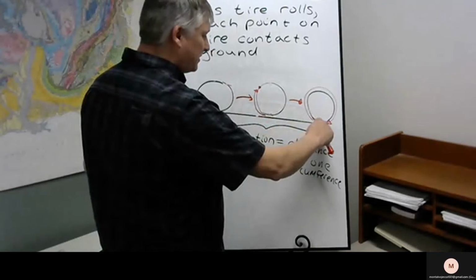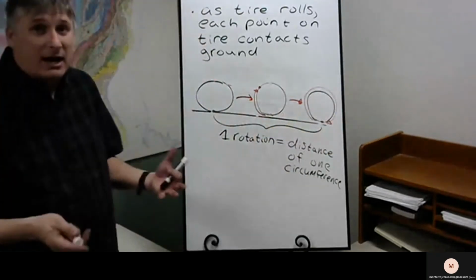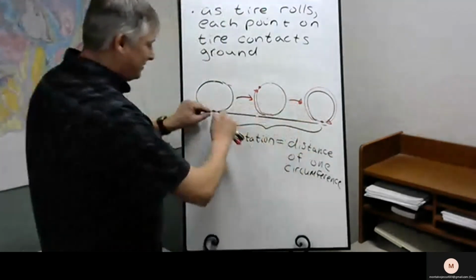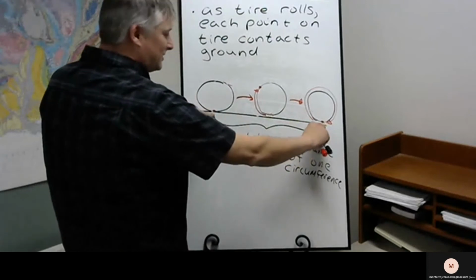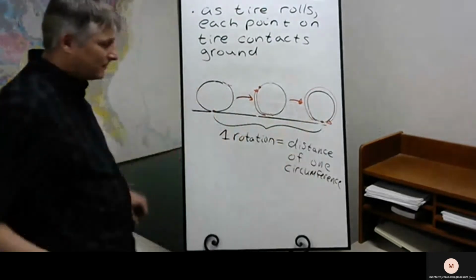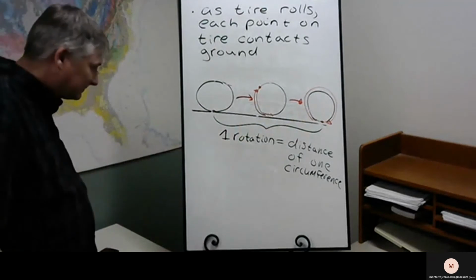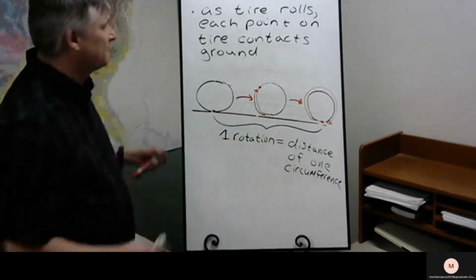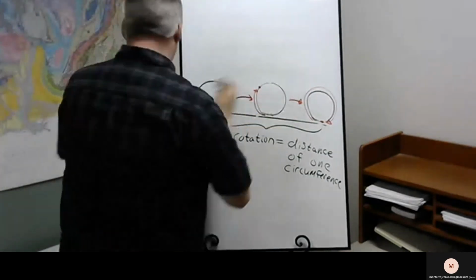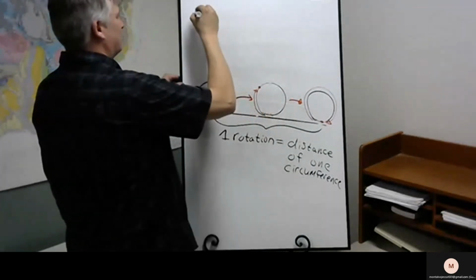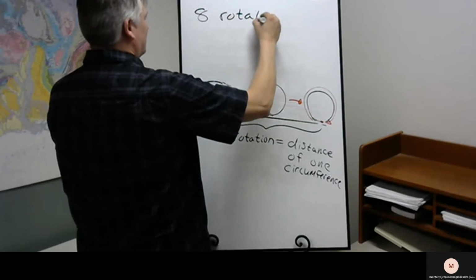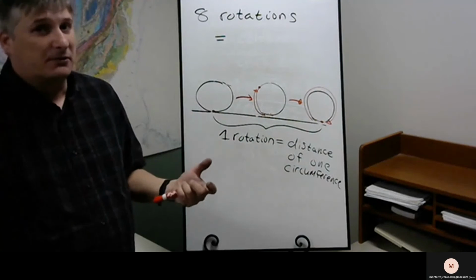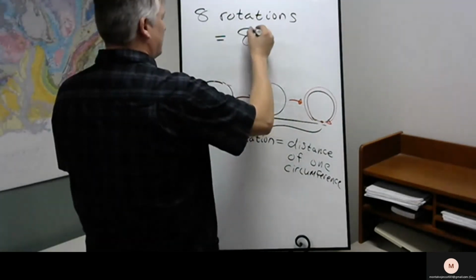And by the time we come back to where we started, the entire circumference of the tire has contacted the ground. So for that to happen, that's kind of like taking this tire, cutting it, stretching it out, and that's going to be the distance between our starting point and our ending point. It's going to be a distance of one circumference. So one rotation is one circumference. So we're dealing with 8 rotations. So this is going to be 8 of these circumferences.